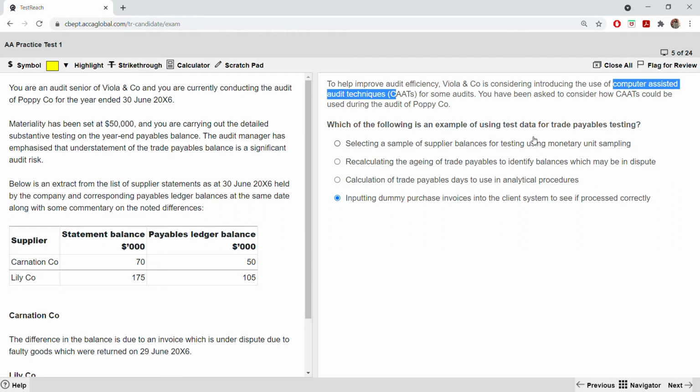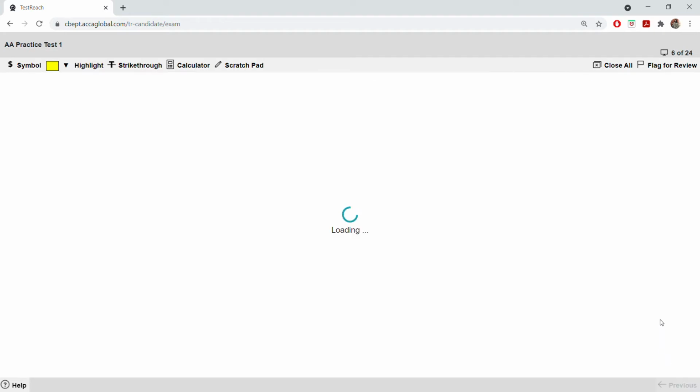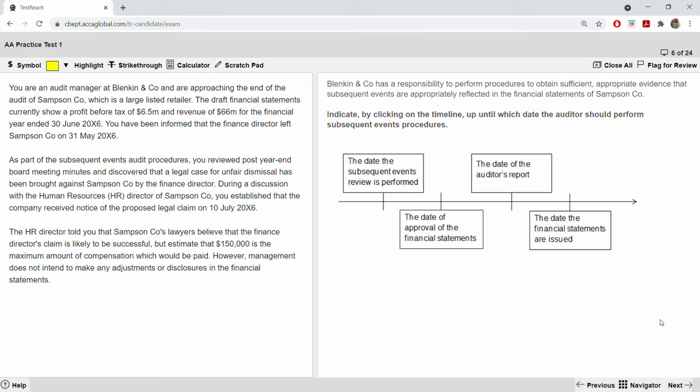Next. So this is another second case study. Let us read the case study first. But before that, let us read the requirements so that you have an understanding of what you're looking for when you go through the case study. Blanket and Company has a responsibility to perform procedures to obtain sufficient appropriate evidence that subsequent events are appropriately reflected in the financial statements.